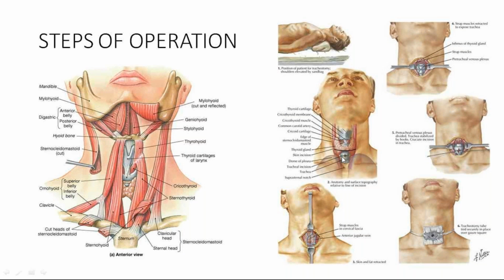You can see this is the area where we have to give the tracheal incision. We can give a cruciate incision, or create a stoma, or create a flap in the trachea, and this is the final insertion of the tracheostomy.